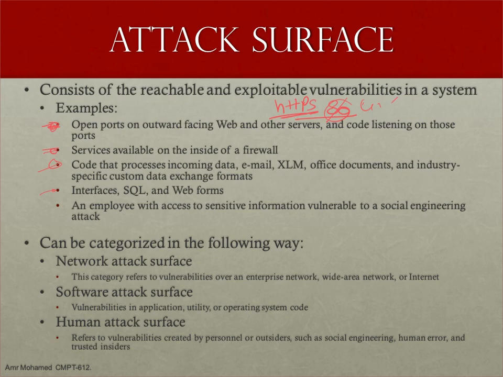So these can be categorized as network attack surface, whether it's a port. Software attack surface, like code or SQL. And the human attack surface, which is this one. So these are just examples, and this is how you categorize them. Okay, clear? Any questions?